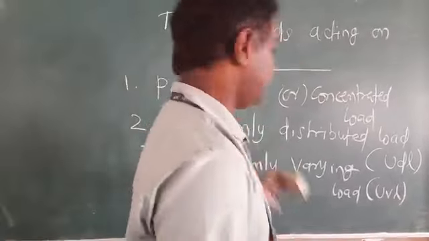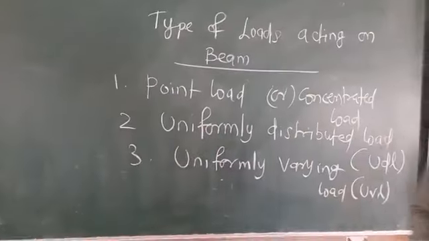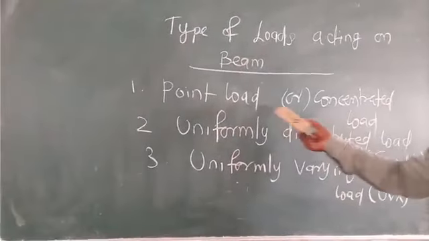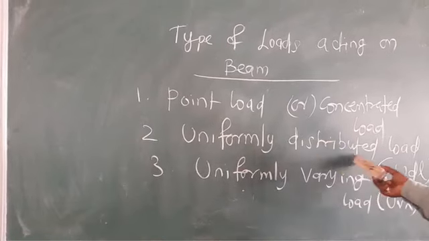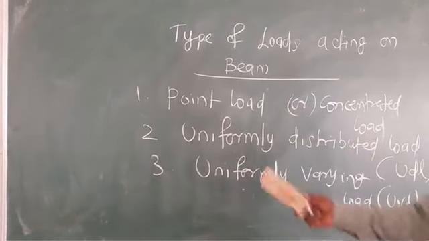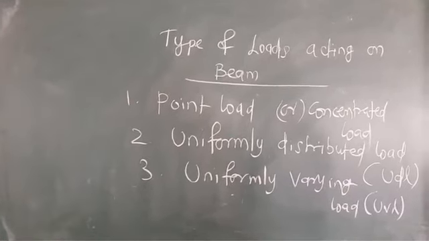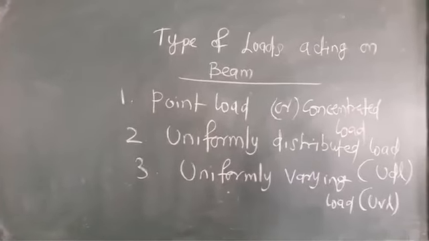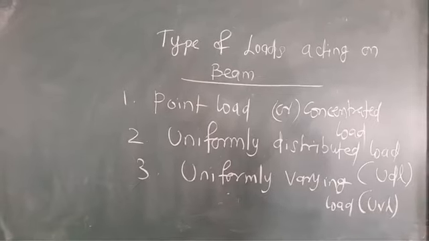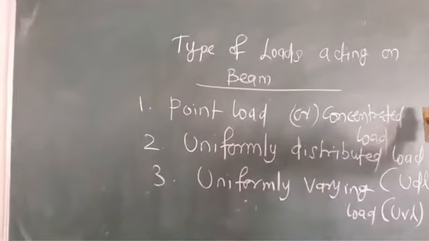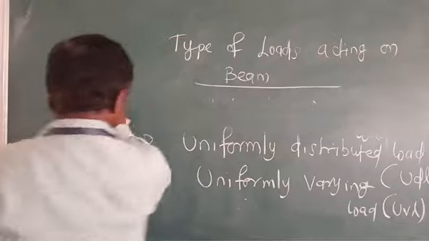So these are the three loads acting on the beam. One is the point load, the second one is the uniformly distributed load, and the uniformly varying load is the third one. Now let's discuss how we can find the total load acting on each and every beam.